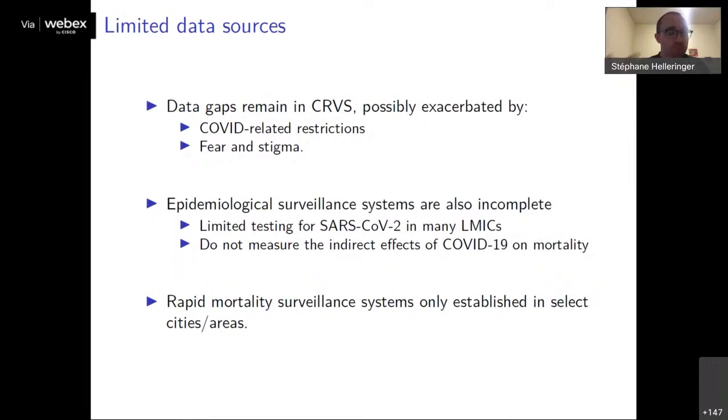Finally, it's been recommended to establish rapid mortality surveillance systems, for example, through the surveillance of burial sites or morgues or cemeteries. But these so far have only been established in selected cities or areas in particular.